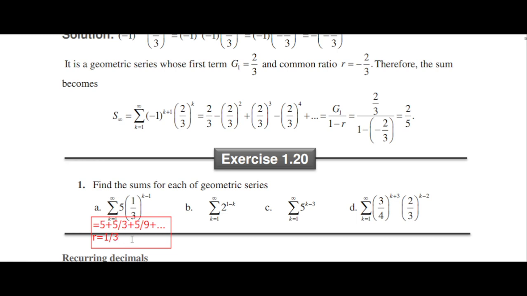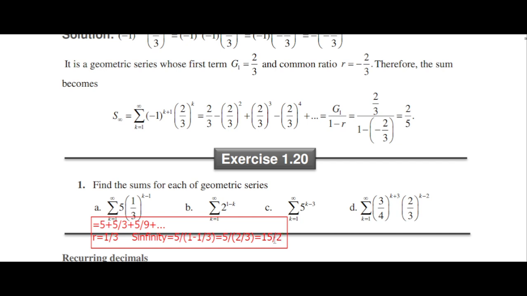We can use the formula: S infinity is equal to G1, the first term 5, over, in brackets, 1 minus R, which is 1 over 3. After simplifying this, we get 5 over 1 minus 1 over 3, which is 2 over 3. So we get 5 divided by 2 over 3, which means 5 times 3 over 2, 15 over 2. The answer will be 15 over 2. So this infinite geometric series approaches 15 over 2.